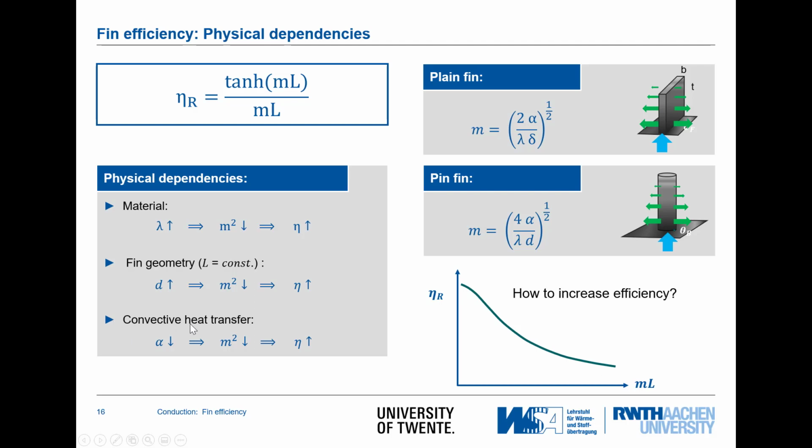And then we have one other parameter, the convective heat transfer coefficient. If alpha, for instance, decreases because the fluid flow becomes slower or we change the fluid media, then it's the same: m squared decreases, the temperature becomes more homogeneous and the fin efficiency increases.